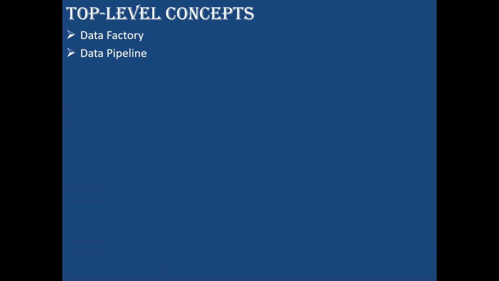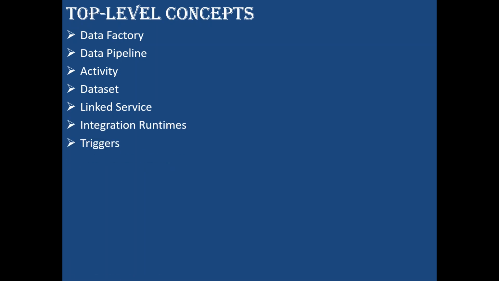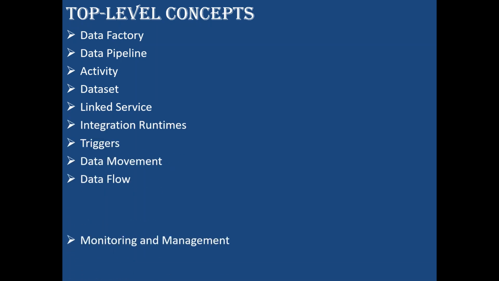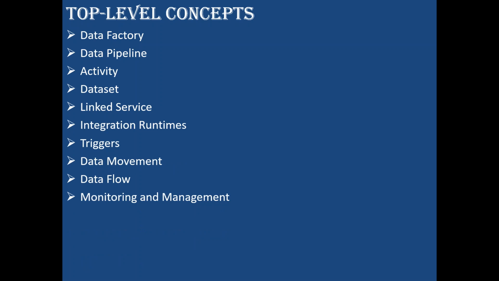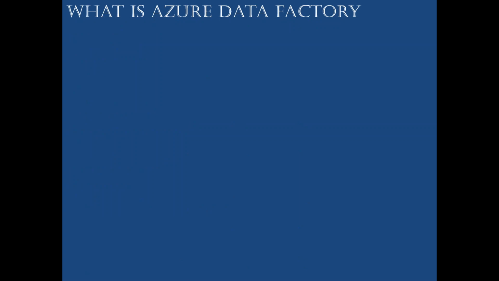First is what is data factory, data pipeline, activity, data set, linked service, integration runtime, triggers, data movement, data flow, monitoring and management. These are the top level concepts that we are going to discuss. So in order to understand what is data factory, data pipeline, activity, data set, all these things, let's go with a simple example so that you will be able to understand all of those things very easily.